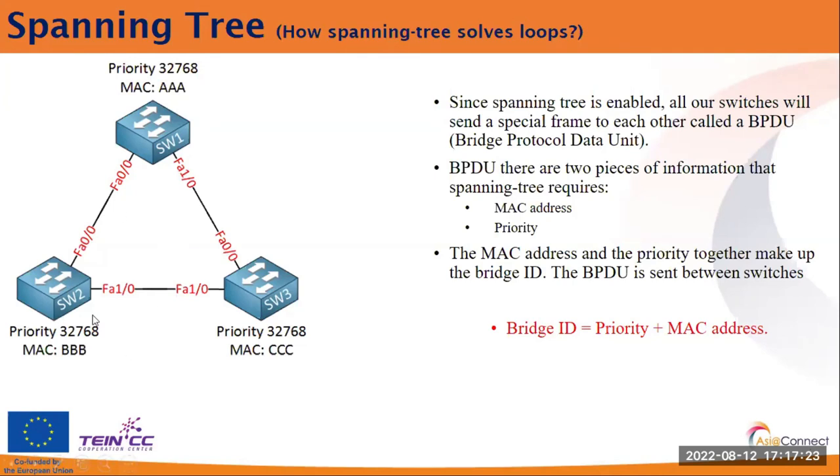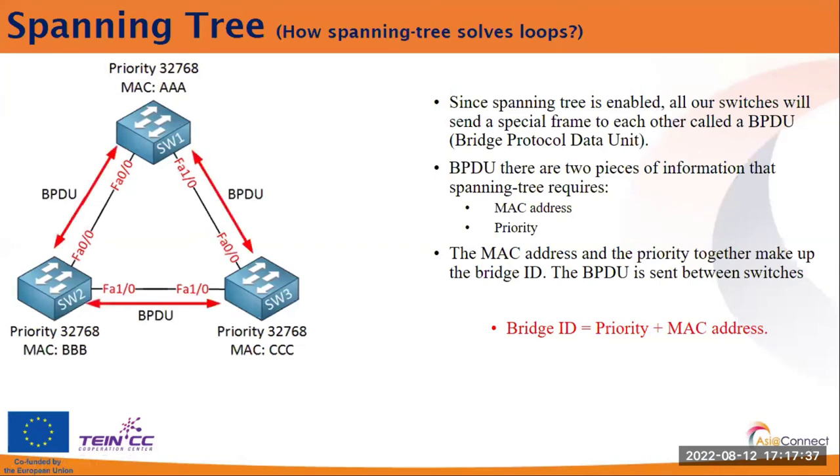They have MAC addresses, but we'll specify them like AAA, BBB, CCC. Okay. Now, since spanning tree is enabled, all our switches will send a special frame to each other called a bridge protocol data unit.